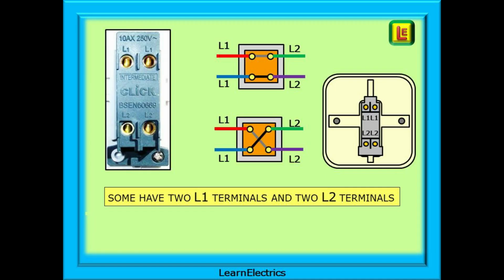terminals. Some intermediate switches have two L1 terminals and two L2 terminals. It's fairly obvious by just looking at the switch that the two L1s are the inputs and the two L2s are the outputs. But there is nothing stopping you from testing them as we've just done. If you wish, it's all good practice.